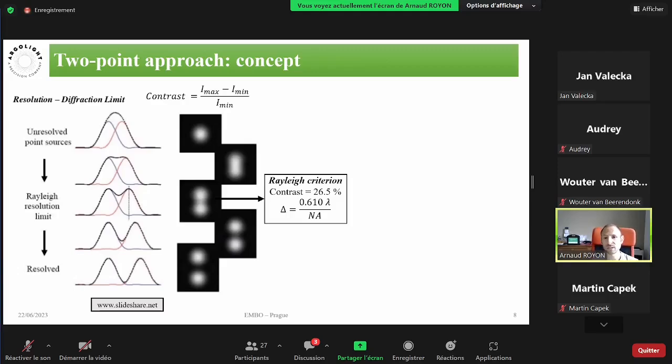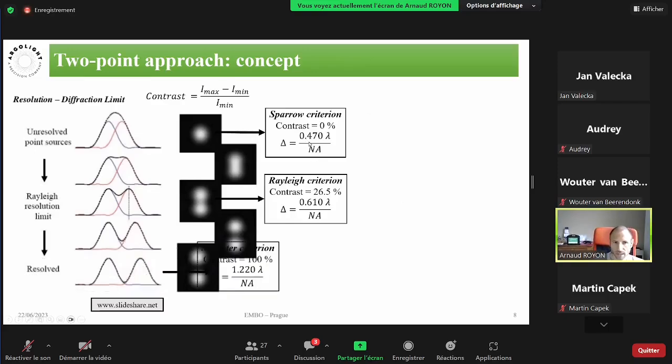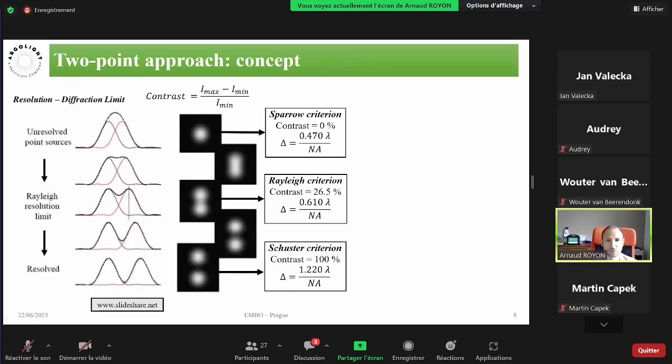Within this criterion, the contrast is set as 26.5%, and the theoretical formula to calculate the distance between the two-point object is given by 0.61 lambda over NA. But there is also the Sparrow criterion with a contrast of 0% and a coefficient of 0.47. And also the Chester criterion, for which the contrast is 100% and the coefficient is 1.20.